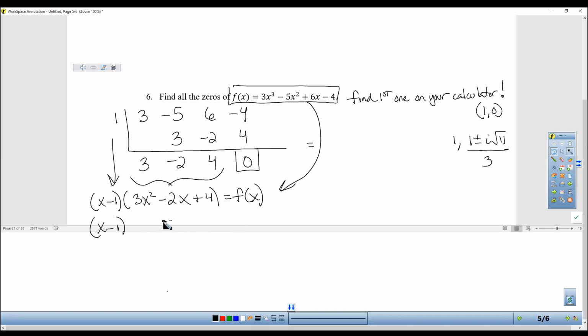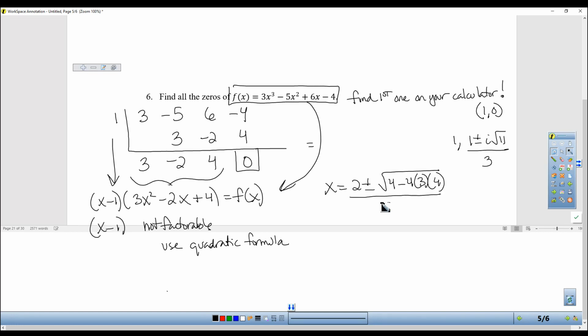So that means that I have to use quadratic. Not factorable, use quadratic formula. So x is equal to the opposite of b plus or minus the square root of b squared. So negative 2 when you square it is positive 4 minus 4ac, all over 2 times a.